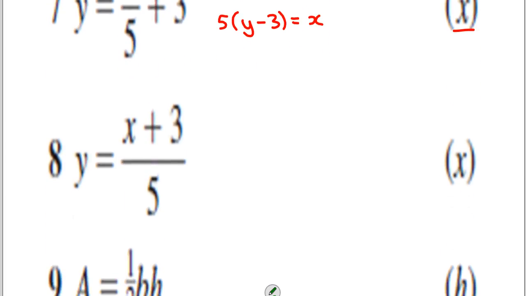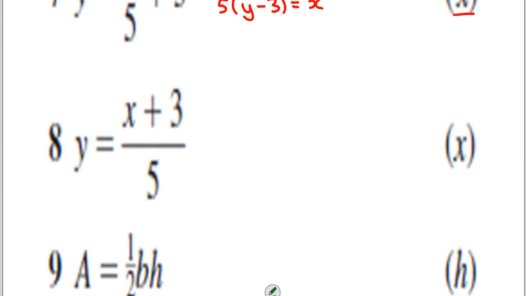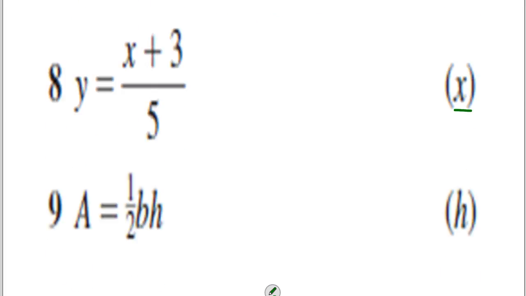Okay, so the next one, question 8. We're asked to make x the subject. So y equals x plus 3 over 5. Do we deal with the 3 or the 5 first? Have a think first. We deal with the 5, because all of x plus 3 is all over 5. So we need to, therefore, multiply both sides by 5 first.